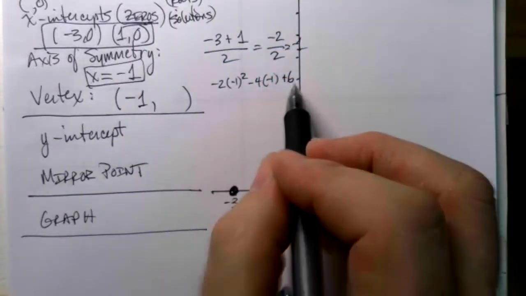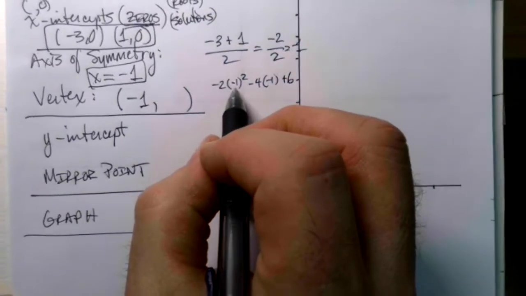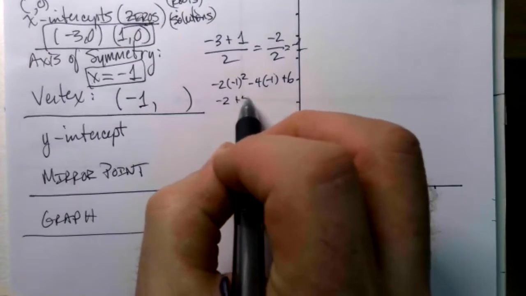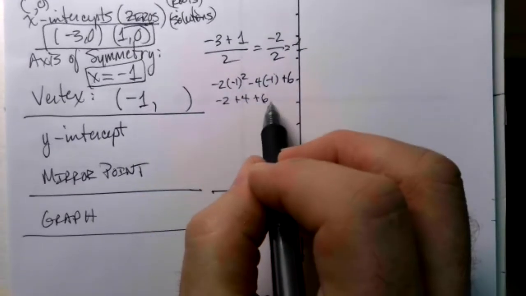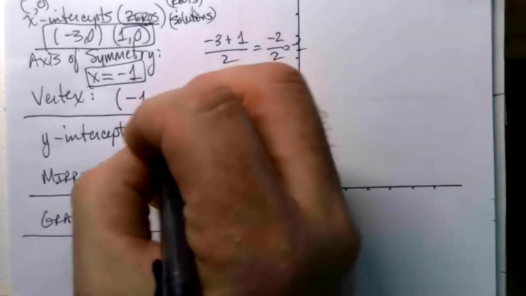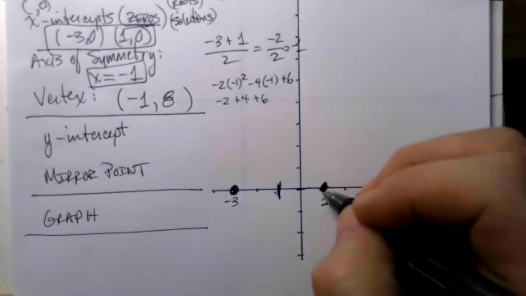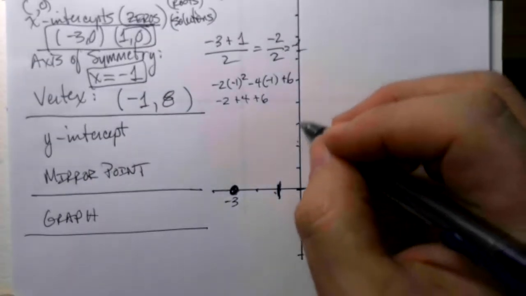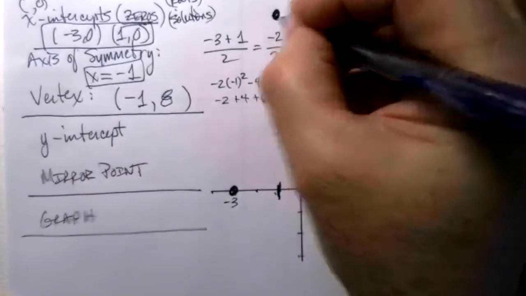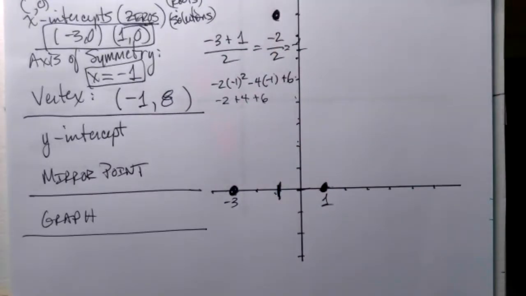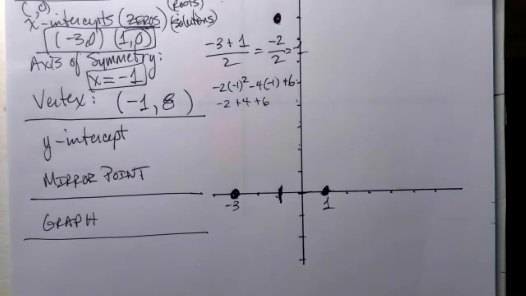Be really careful with signs here. So this is 1. 1 times -2, so -2 plus 4, because it's minus a negative, plus 6. So this is 10 minus 2, 8. So the vertex is at -1, 8. 1, 2, 3, 4, 5, 6, 7, 8. So right there. Okay, so we're going to find 2 more points, and then we're going to just sketch the graph, and we're going to be done with this.